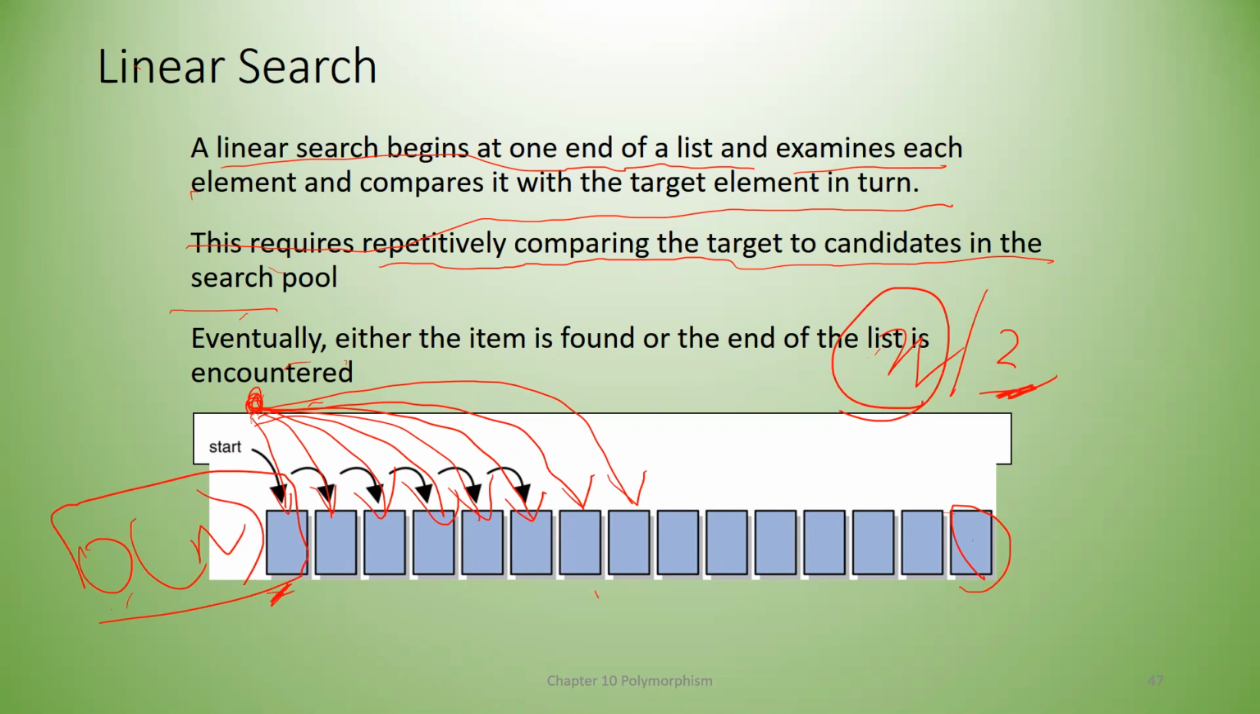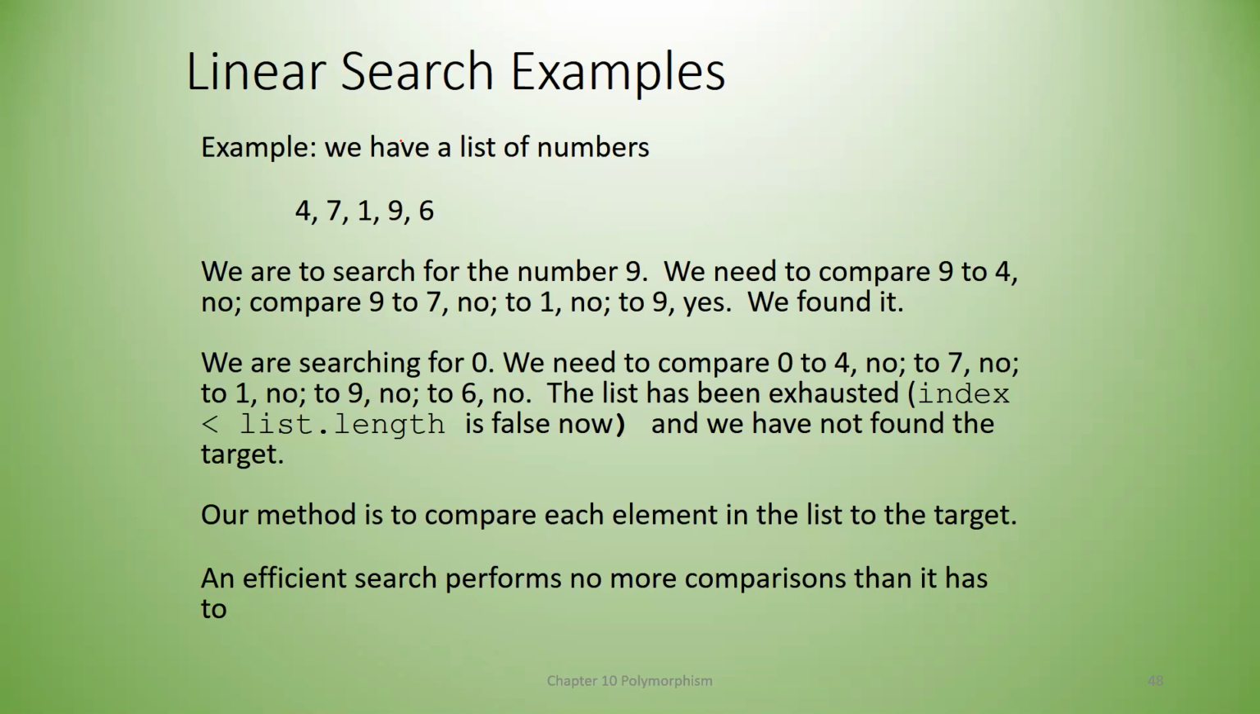So here is an example, a list of numbers. Suppose we're searching for number 9. We compare 9 with 4, not true. Then we continue, increment our index to 1 and compare it with this. No, no, no. Oh, found it. So we stop, right? And if we are looking for 0, compare, no, compare, no, compare, no, compare, no, compare, no. We exhausted the list, so we get out. And we know that we did not find it.